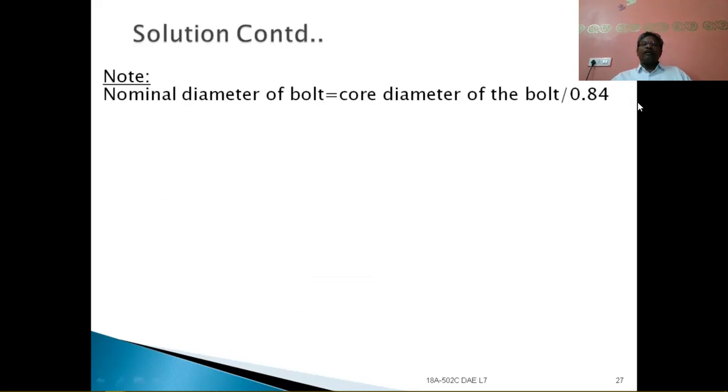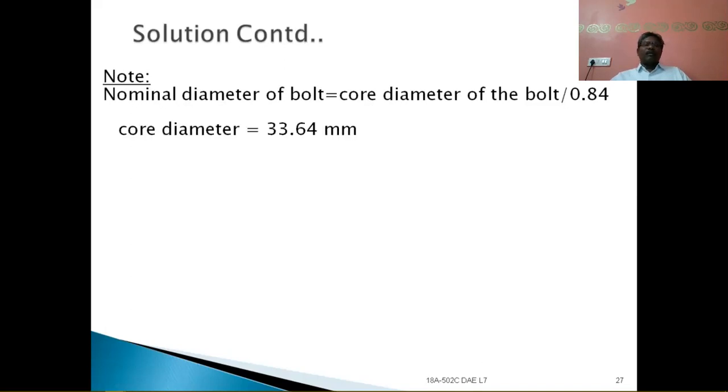Simply, nominal diameter of the bolt is equal to core diameter of the bolt divided by 0.84. You can use this relation to calculate the nominal diameter, or otherwise you can go to the tabular form. That means, corresponding to the core diameter, we have to select the nominal diameter properly.